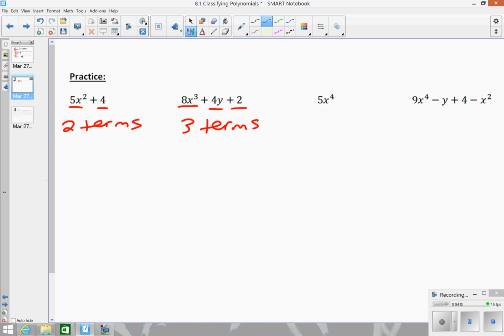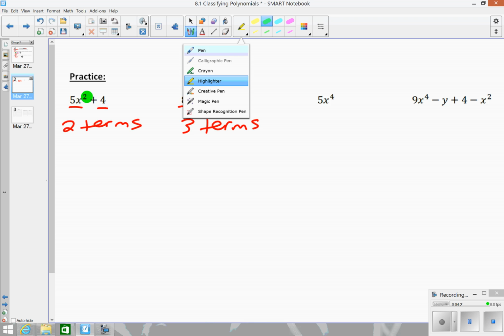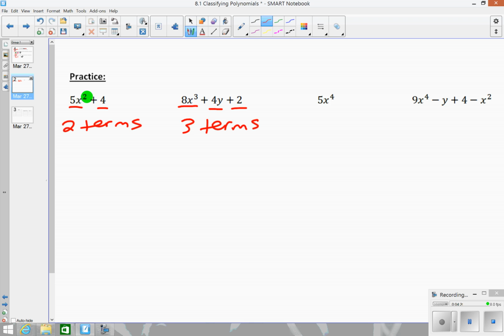Okay, now let's look at the degree for those two. So if we go back and get my highlighter, let's see if this works. So what is the highest degree? So if x squared, now do I have a variable raised to the exponent? No. So the highest exponent I see is 2. So that's a degree of 2. Alright, let's look at this one.